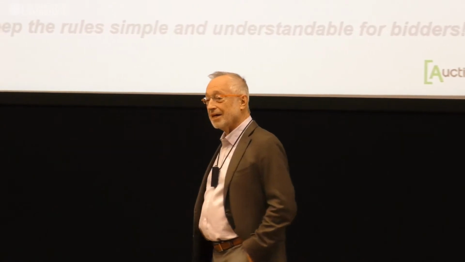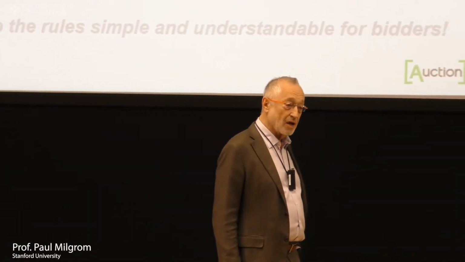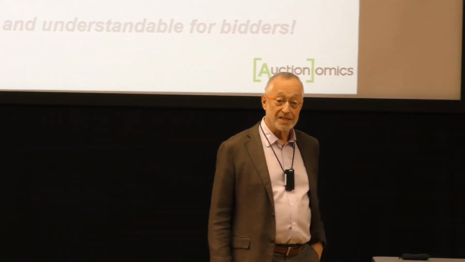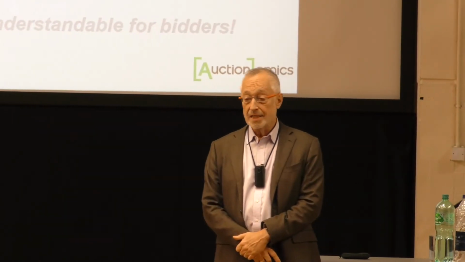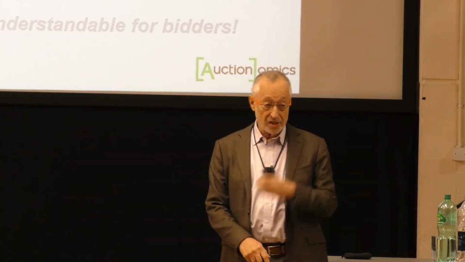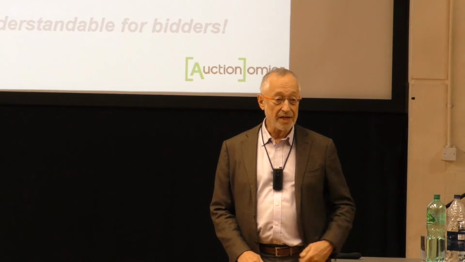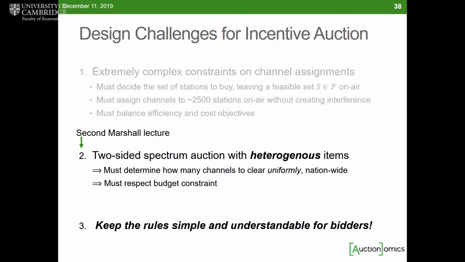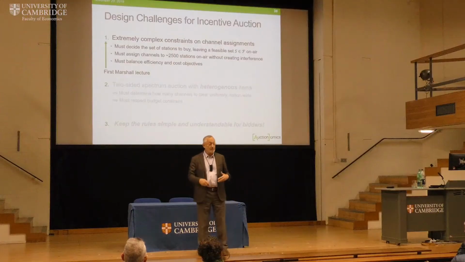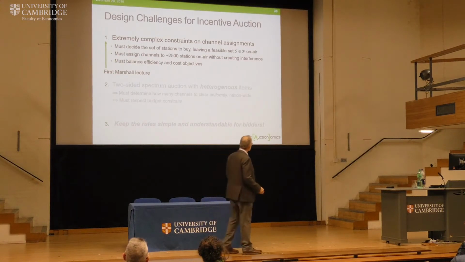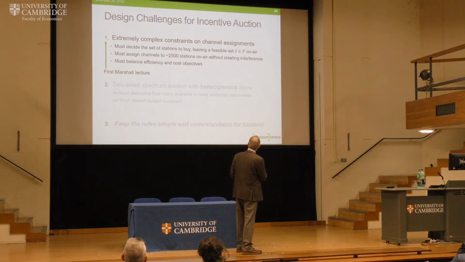So yesterday, in the first Marshall lecture, I opened at the beginning by saying there were two things that made the incentive auction particularly challenging, and I focused on one of them yesterday, which was the extremely complex constraints on the channel assignments, and how that led us to develop a different approach to the reverse auction. We had to decide what set of stations to buy.